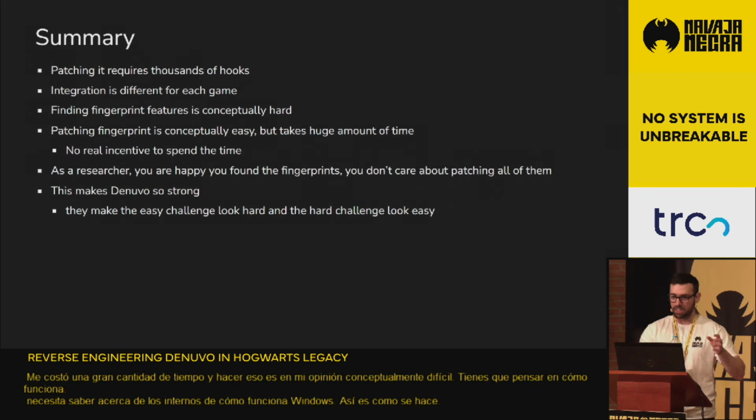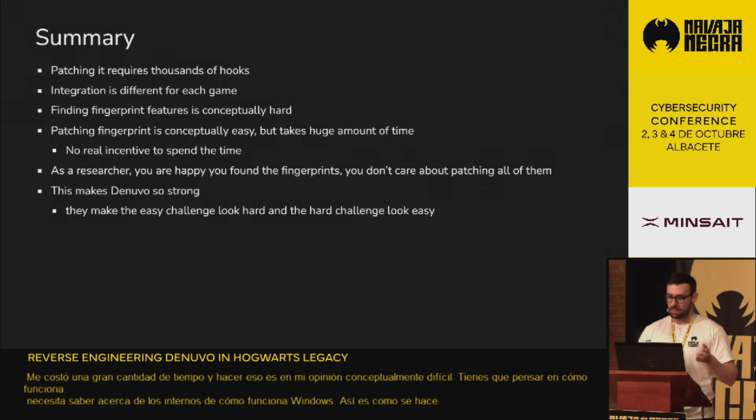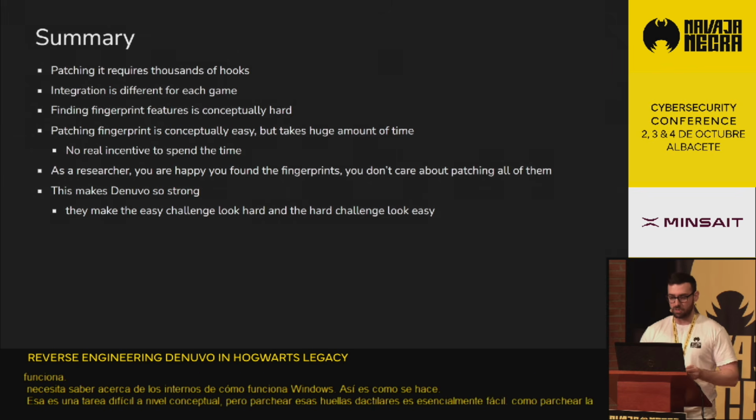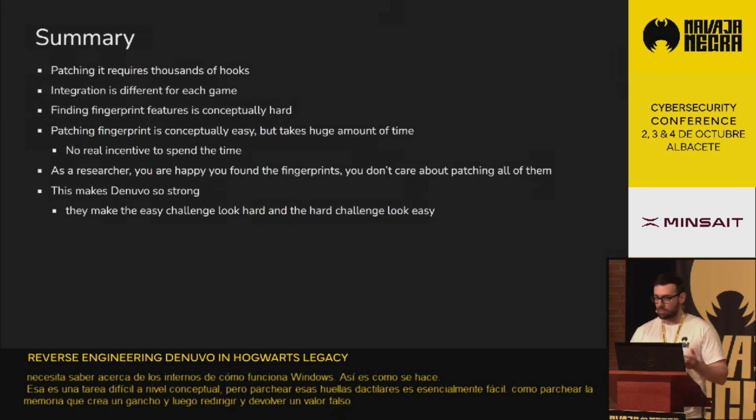But patching those fingerprints is essentially easy. You patch the memory, create a hook, and then redirect it and return a fake value. Doing that is pretty simple compared to finding the fingerprint features. But the issue is that there are thousands of places, and finding them is pretty much impossible with all those different code paths and the randomness the game has.